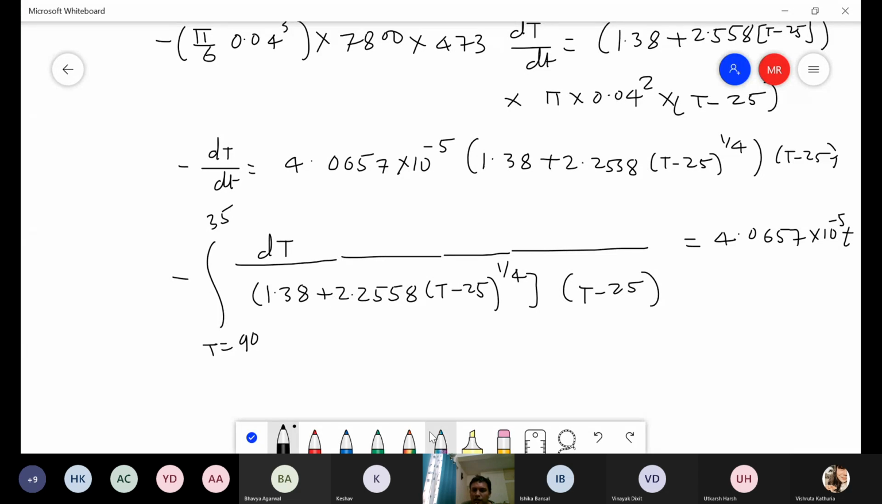So find out the value of t. Can you solve this integral on a calculator? I don't have an answer for this. Can you do it? Yes, sir. Let's calculate.